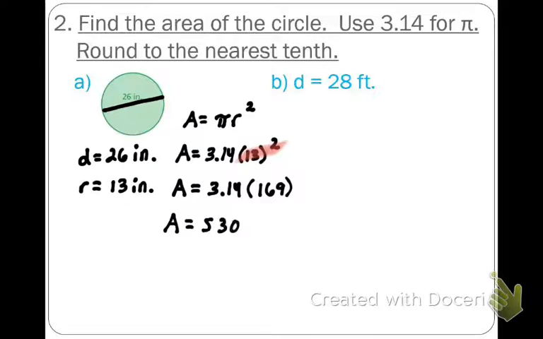530.66. Okay, 530.66. Class, should I round this? Yes. What does it say to round to? The nearest tenth. Which place is the tenth place here? That first 6. Okay, so you were trying to see, should it be 530.6 or should it be 530.7? What do you guys think? 530.7 because it does need to round up. And then Ellie, do you know what our units are? Inches squared. Very good.